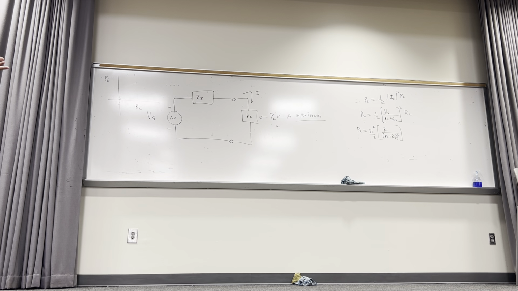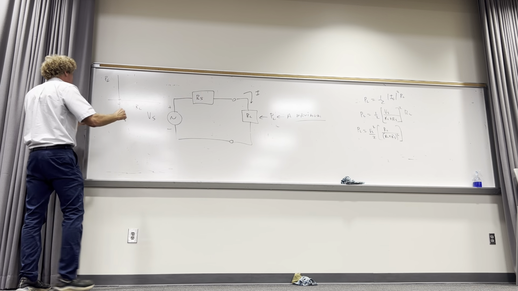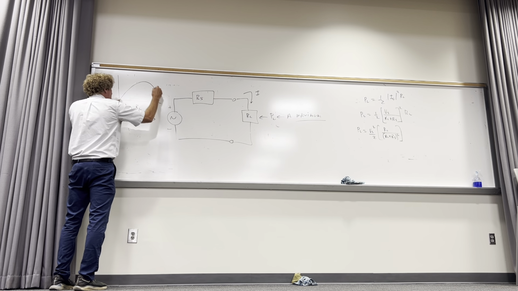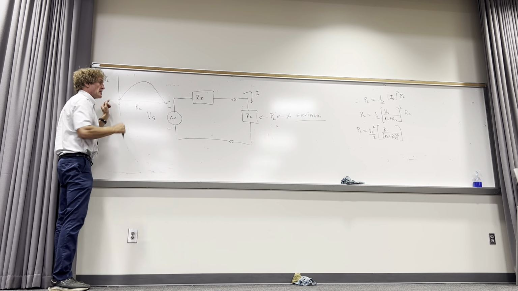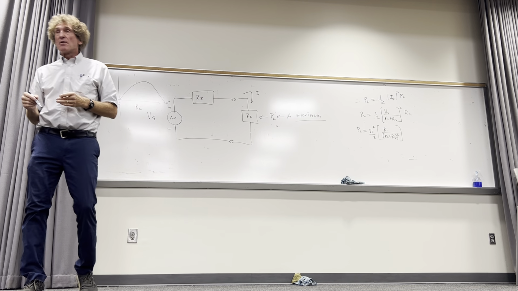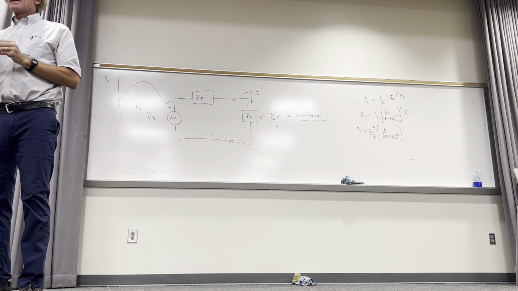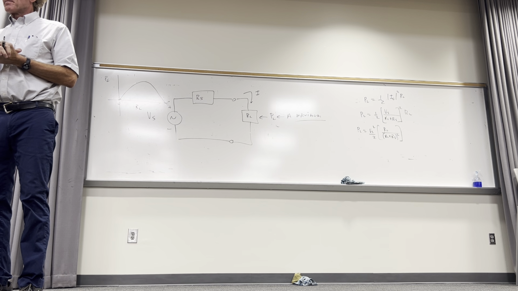Anyway, it's 0, right? If I have 1/2 times 0 squared, it's still 0. Do you all follow me? So at the extremes, the power absorbed is always going to be 0, either when the load is 0 or when it's infinite. You all follow me in terms of the value?